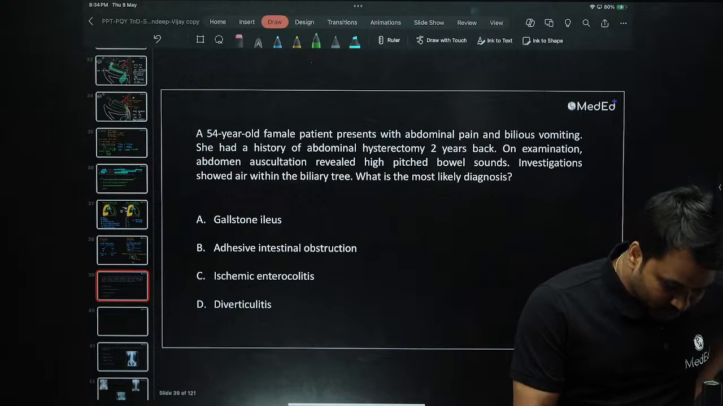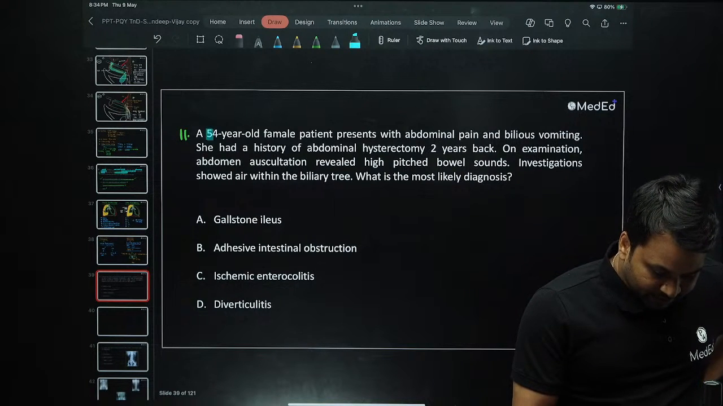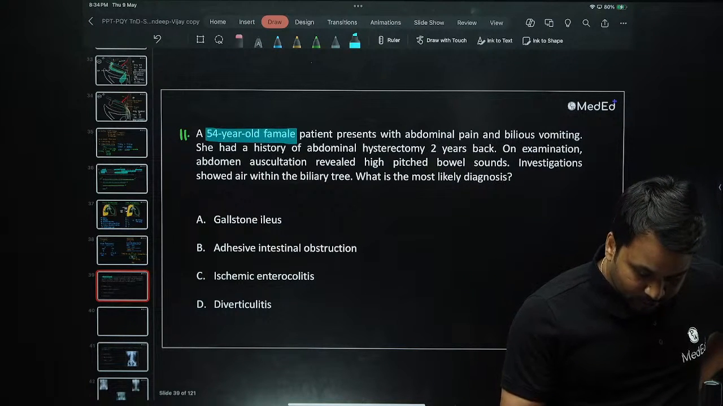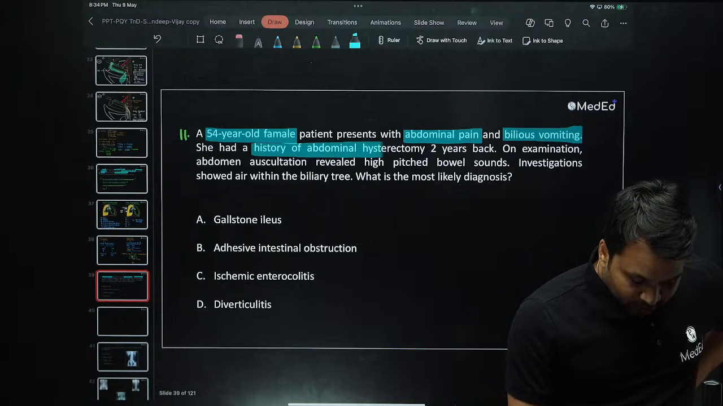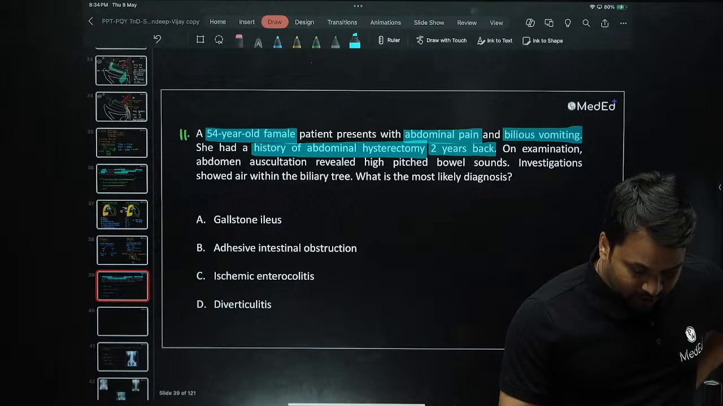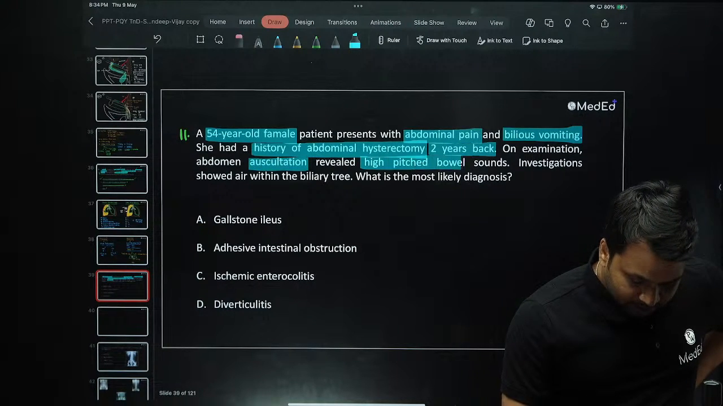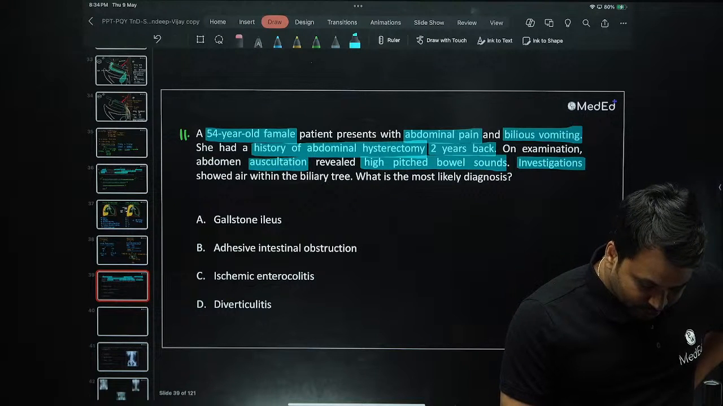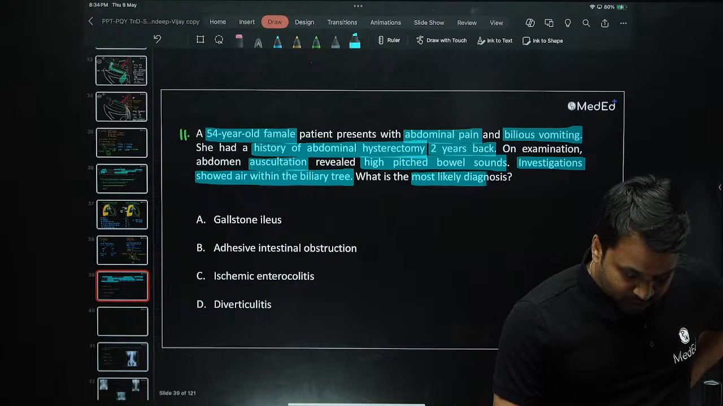So this will become question number 11. Okay? Now what does question number 11 say? I have a 54-year-old female, abdominal pain, bilious vomiting, history of abdominal hysterectomy 2 years back, right? On examination, abdomen auscultation revealed high-pitched bowel sounds. Investigation showed air within the biliary tree. What is the most likely diagnosis?